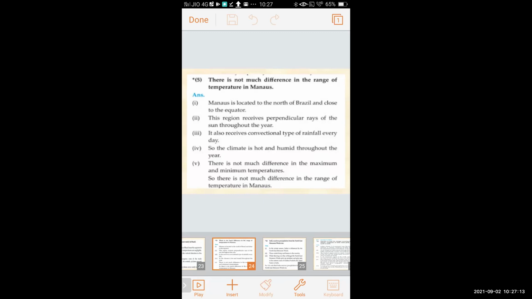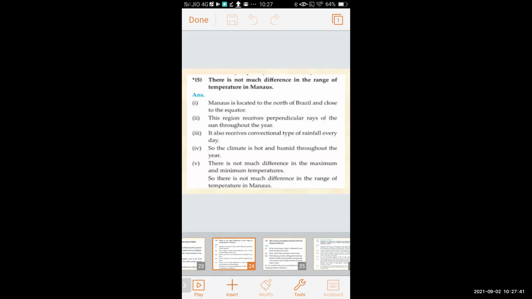So there is not much difference in maximum and minimum temperature. There is not very much difference found in the maximum or minimum temperature range in Manaus, Brazil.